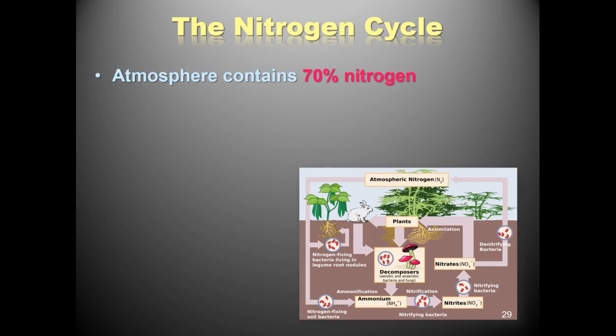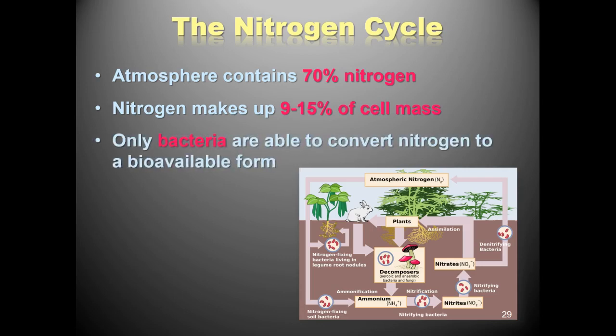We're going to start off with that the atmosphere is going to contain 70% nitrogen. Unfortunately, that nitrogen is not in a form that we can use. But nitrogen also makes up as much as 15% of your cell mass. We have nitrogen in our DNA, we have it in all of our proteins, and so a fair amount of it. But we're not able to use the nitrogen from the air. We have to get it from somewhere else.